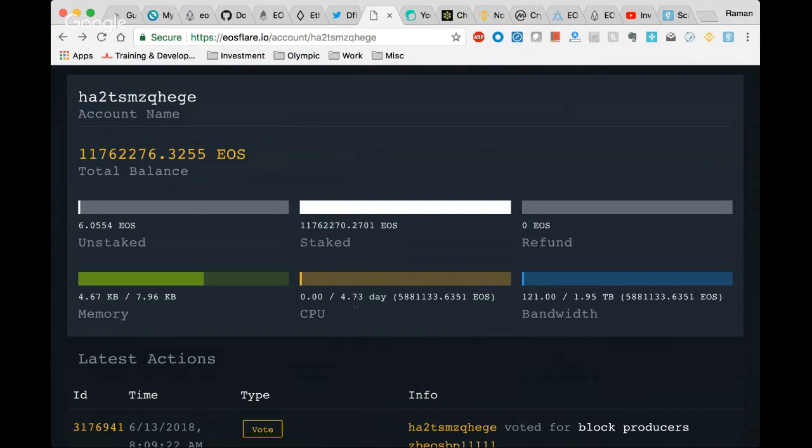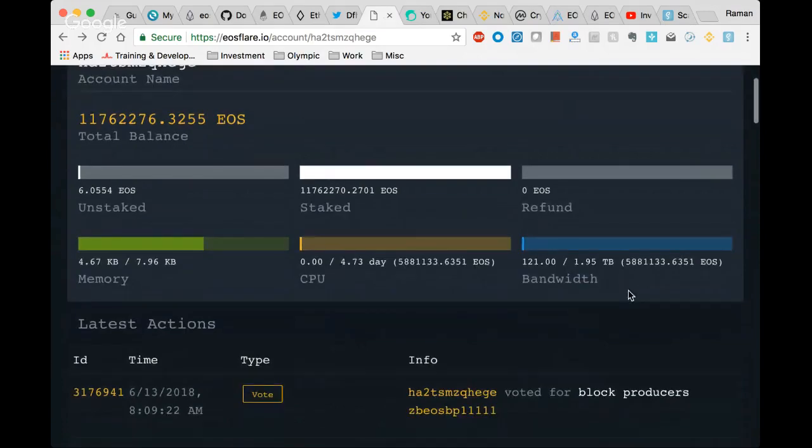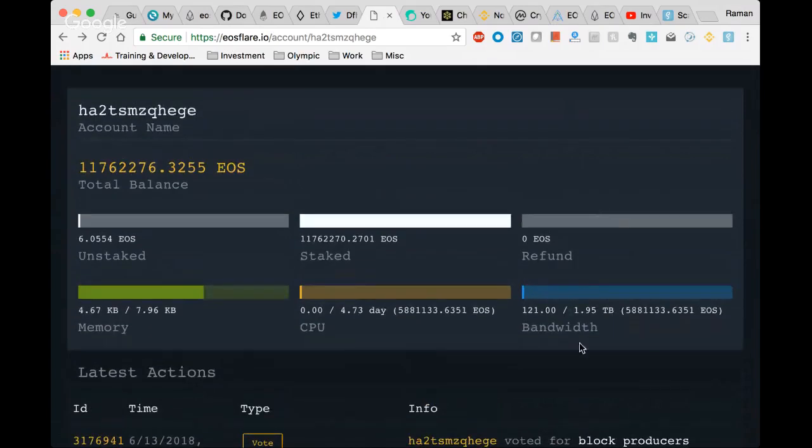Now, if you're not running any DApp, and if you are just an investor, you can delegate your bandwidth. So you will have certain bandwidth allocated, you can delegate it to another person, another account, and you can actually make money on that. And that will be how it will work. This is going to be the usage of EOS.